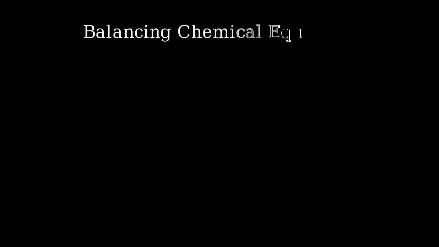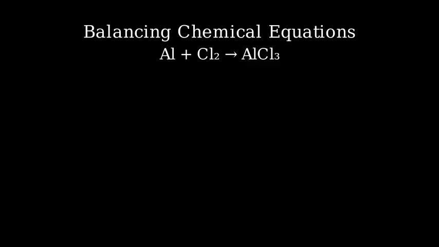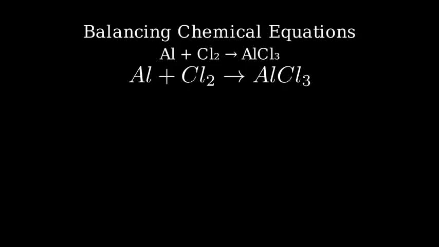Let's learn how to balance the chemical equation for the reaction between aluminum and chlorine gas to form aluminum chloride. Let's start with our unbalanced equation. We have aluminum plus chlorine gas yielding aluminum chloride. First, let's count the atoms on each side.